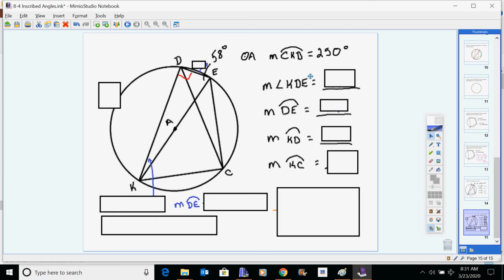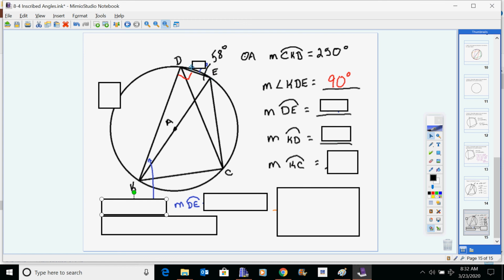Okay, so the first thing that we can look at is the angle KDE. Because this is a semicircle, this is 180 degrees. Half of that is 90. Okay, so 90 degrees is our first answer. All right, so that might be helpful down the road here.